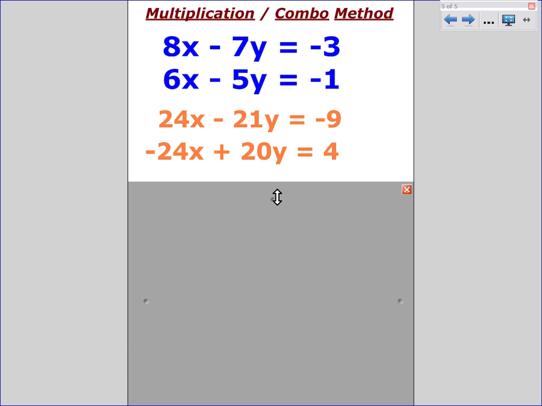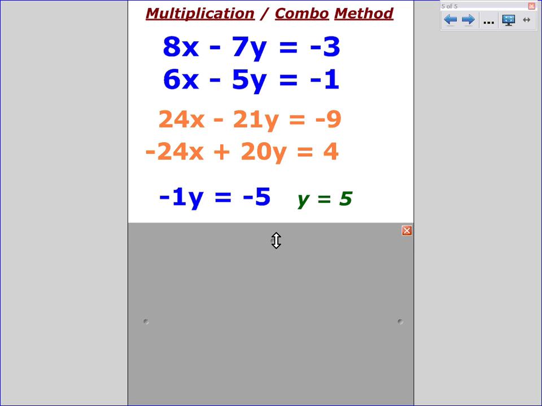Once I have these 2 new equations, all I have to do is take the top equation and add it to the bottom equation. And when I do that, the 24x's cancel each other out. Negative 21y plus a 20y gives me negative 1y. And negative 9 plus a positive 4 gives me negative 5. So when I solve this for y, the y value is positive 5.